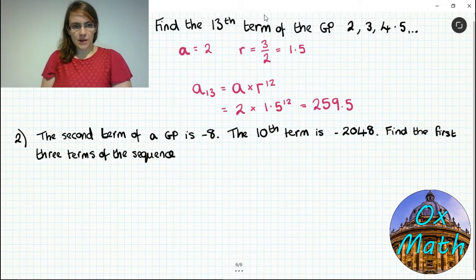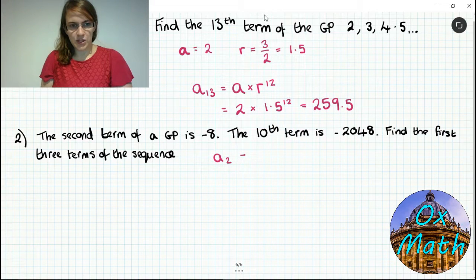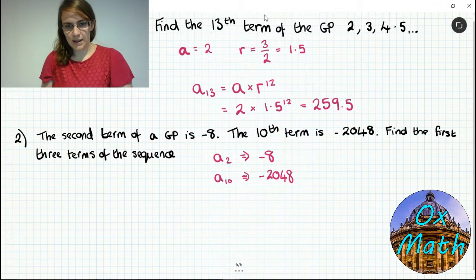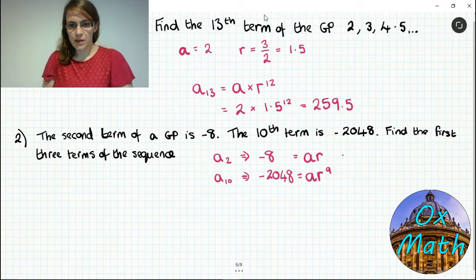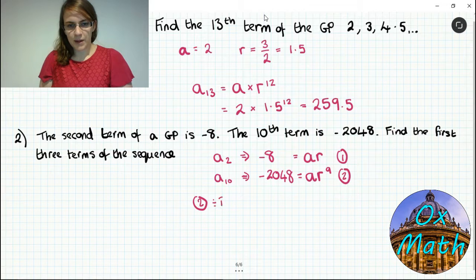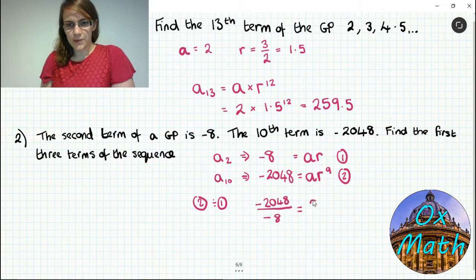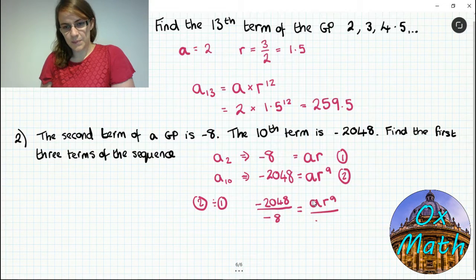So number 2, this time we are told the second term, which is minus 8. And we are told the 10th term, which is minus 2048. So to find the second term, we take our first term and multiply it by r once, and to find our 10th term, we take our first term and multiply it by r 9 times. So now I have my 2 equations, and I can do equation 2 divided by equation 1, which gives me minus 2048 divided by minus 8, and that will be equal to ar to the power 9 divided by ar.